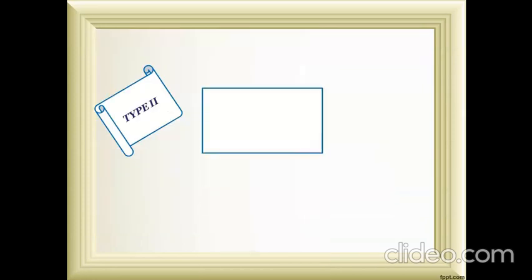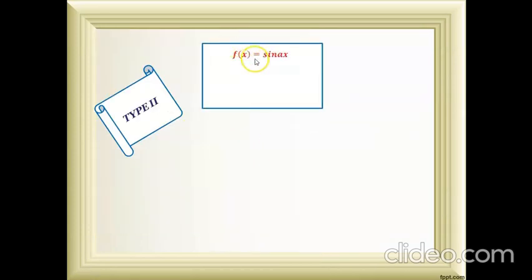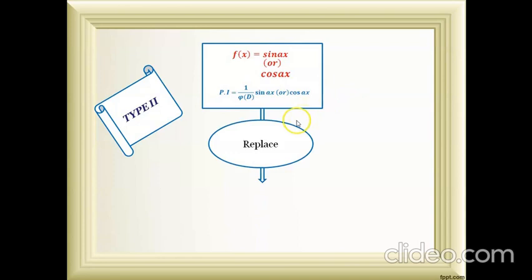Let us move on to the second type. In the second type, the RHS value is in trigonometric form. It may be either cos or sine. So we develop the particular integral as 1 by function of D into sine ax or cos ax, whatever is given. I'm going to make a replacement in the denominator: D square by minus of a square, square only on the a, not included in this minus, and the replacement is only for D square, not for D.